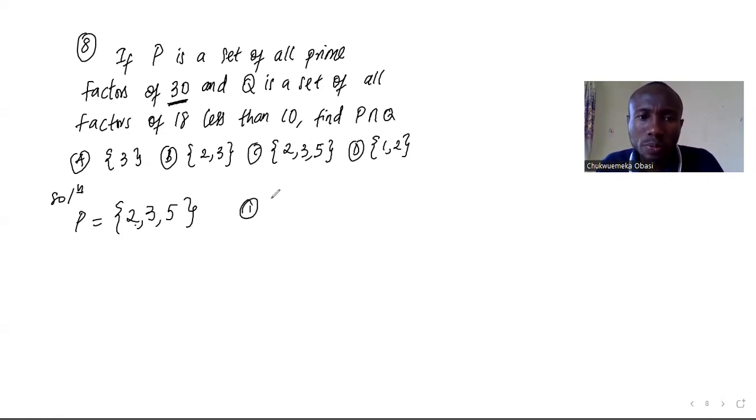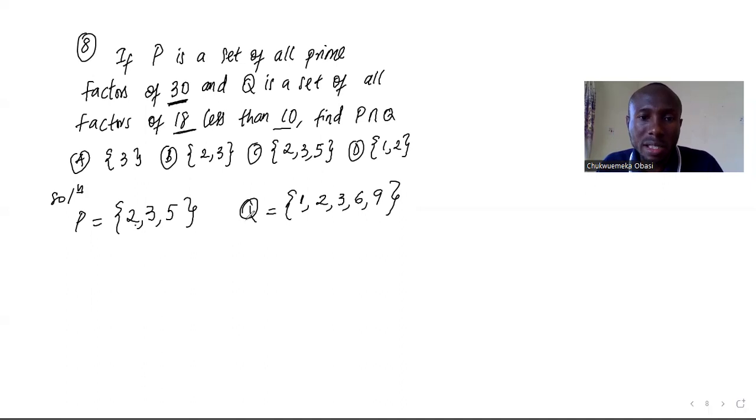What about set Q? Now, set Q is a set of all factors of 18. No prime here now. All factors, every number that can divide 18, but they must be less than 10. So let us get started with it. 1 can divide 18, of course. 2 can divide 18. 3 can divide 18. 4 cannot divide 18. 5 cannot divide 18. 6 can divide 18. 7 cannot divide 18. 9 can divide 18. So that is the last, because everything must be less than 10. So we cannot continue again.